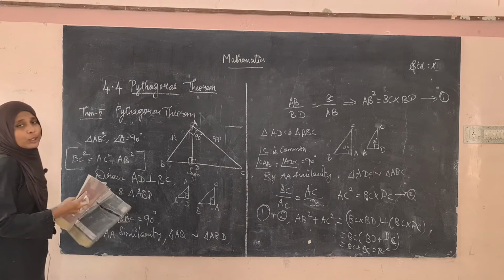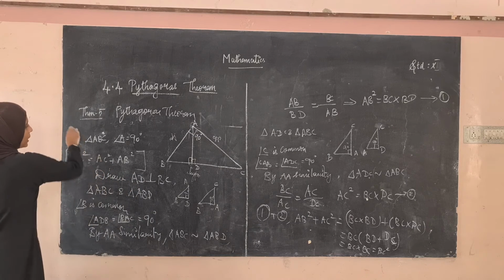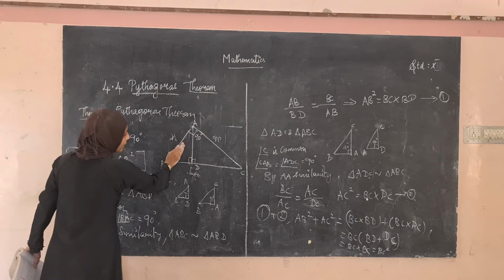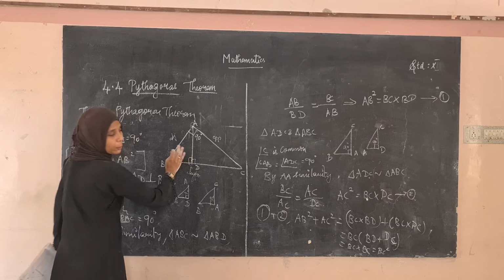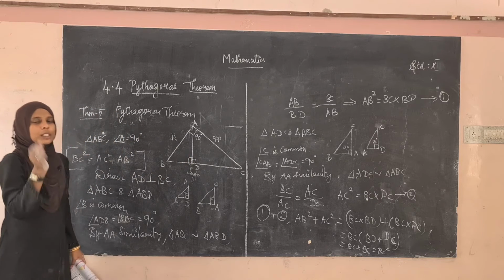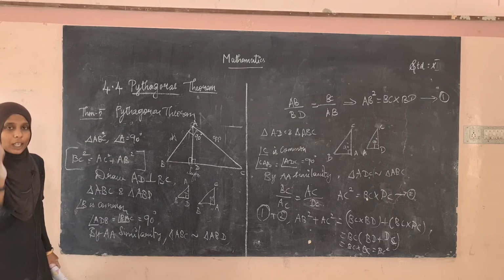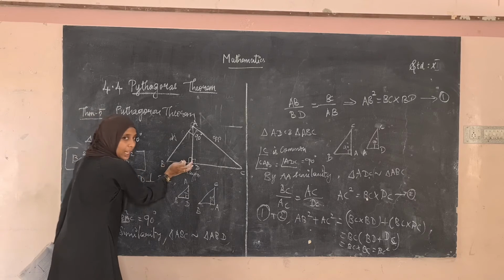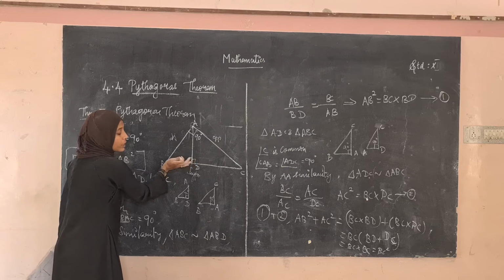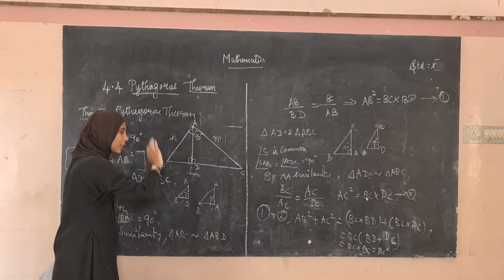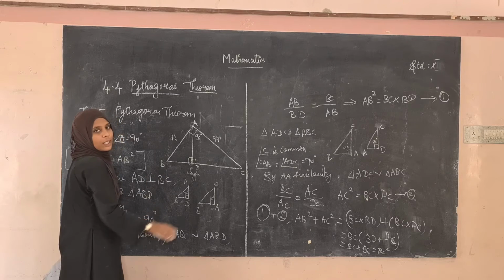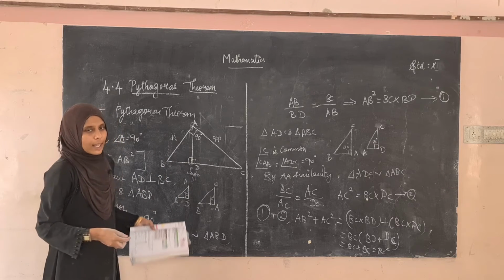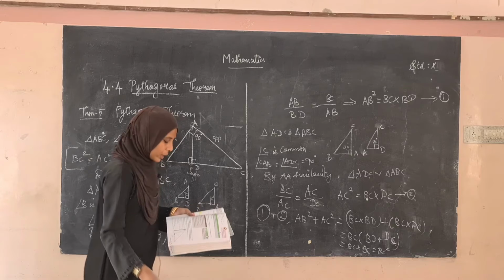Okay, so what is the converse of the Pythagoras theorem? In the Pythagoras theorem, we took a right angle triangle and proved that the square of the hypotenuse is equal to the sum of the squares of the other two sides. Similarly, the converse is: if the square of the hypotenuse side is equal to the sum of the squares of the other two sides, we can say that the given triangle is a right angle triangle. That is the converse of the Pythagoras theorem.